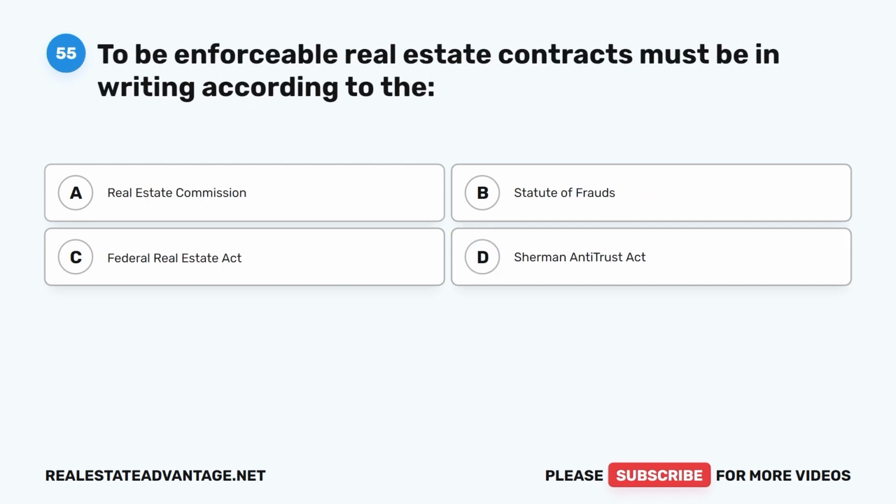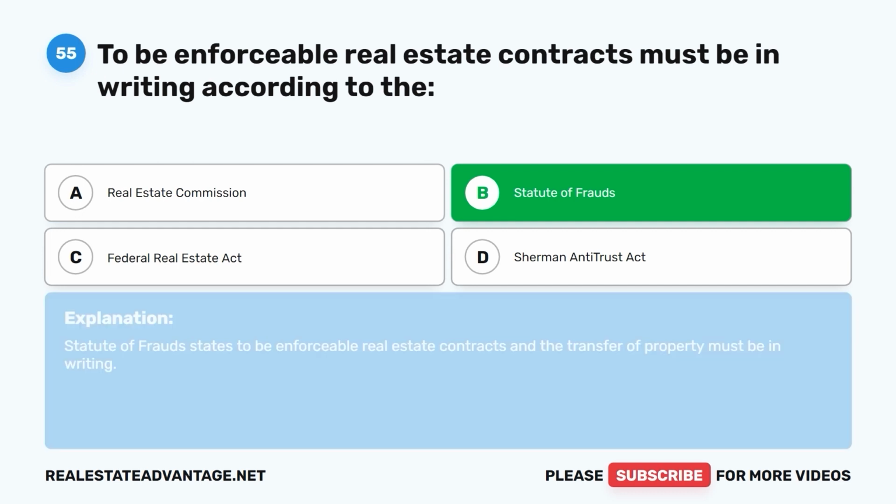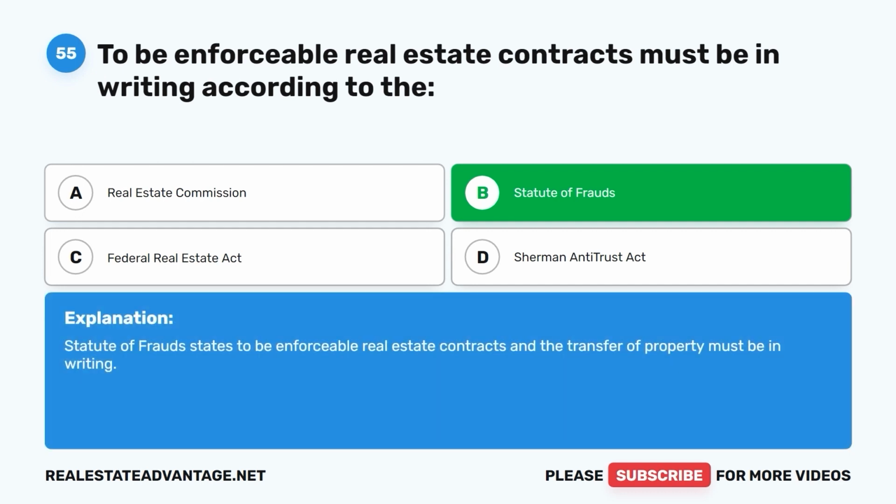Question 55. To be enforceable, real estate contracts must be in writing according to the: A. Real Estate Commission, B. Statute of Frauds, C. Federal Real Estate Act, D. Sherman Antitrust Act. The correct answer is B. Statute of Frauds. The Statute of Frauds states that to be enforceable, real estate contracts and the transfer of property must be in writing.